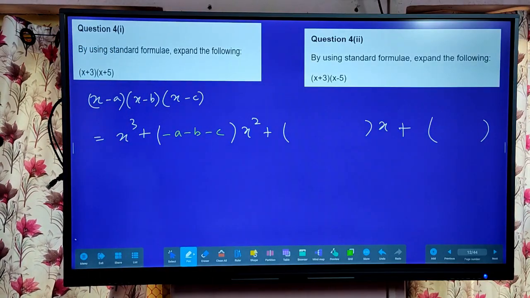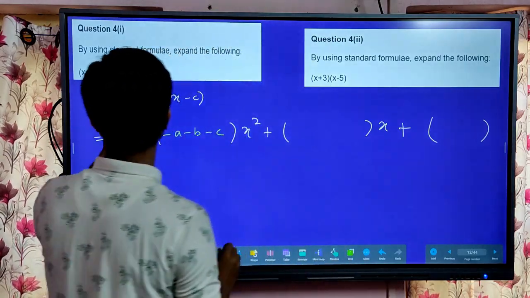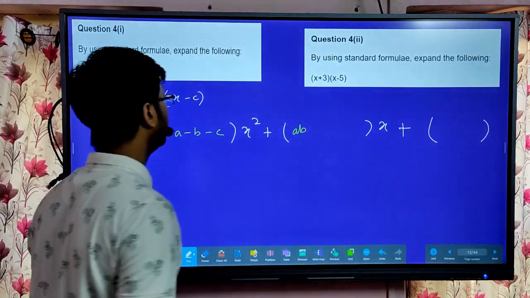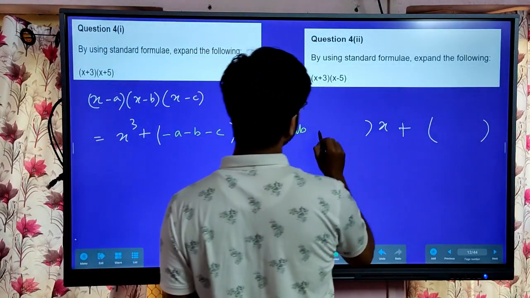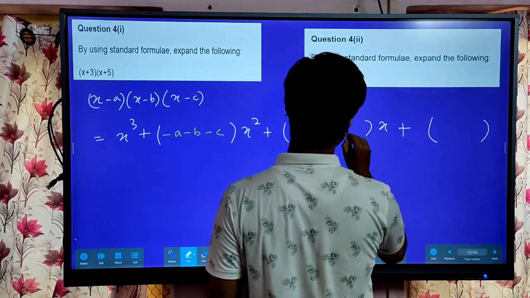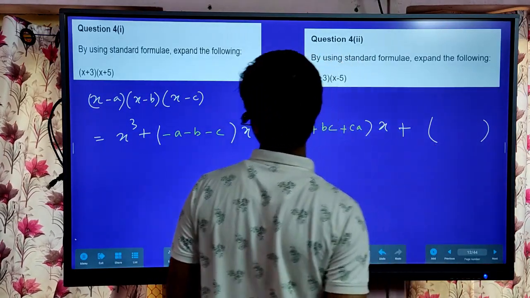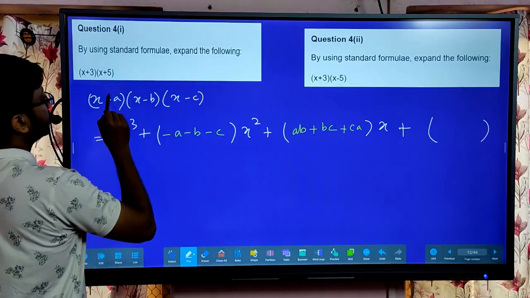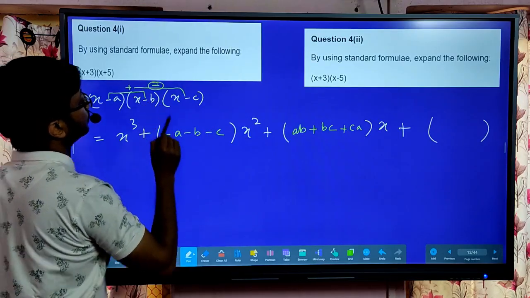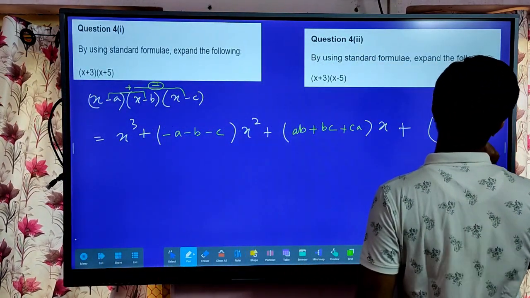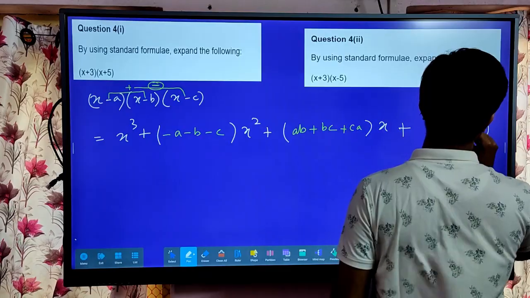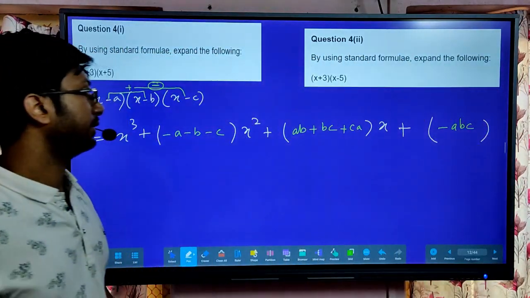Then minus a into minus b will be plus ab. Then minus b into minus c will be plus bc. Then minus c into minus a will be plus ca, and here it will be the product. Minus into minus is plus, and then plus into minus is minus. So the resultant will be minus abc. So this will be the result.